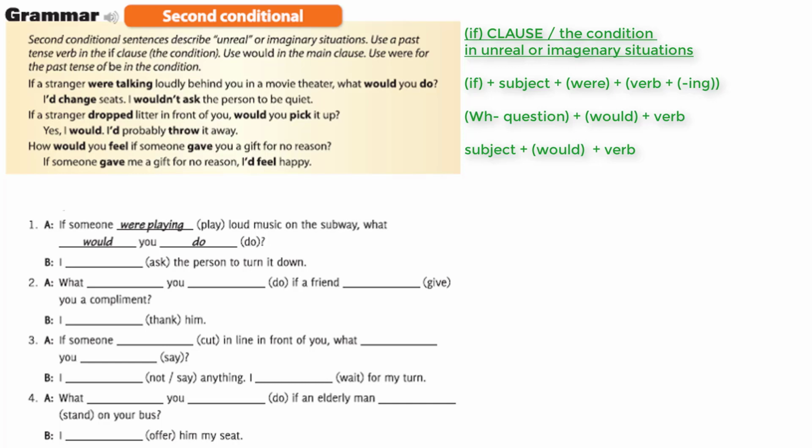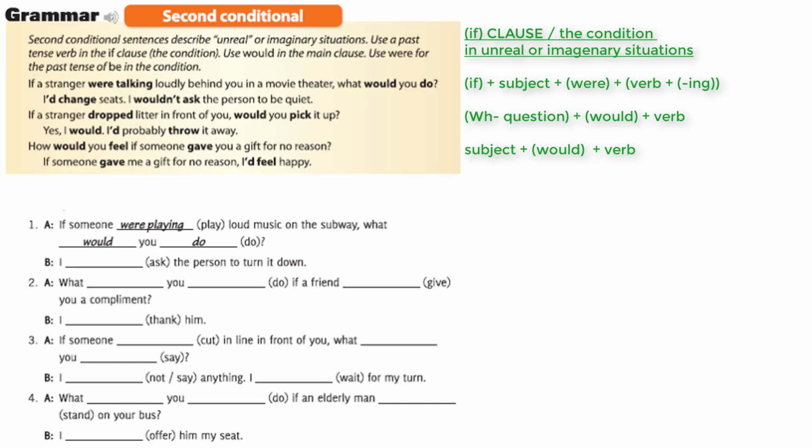Number one, if someone were playing loud music on the subway, what would you do? Okay, so we keep the verb do the same, but in most examples, we would usually change the verb into its past tense, which is what we're going to see in the next sentences. Okay. So that's part A to number one.